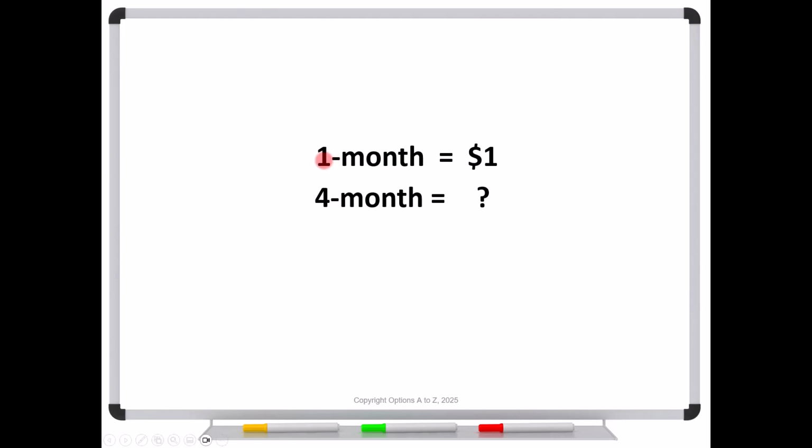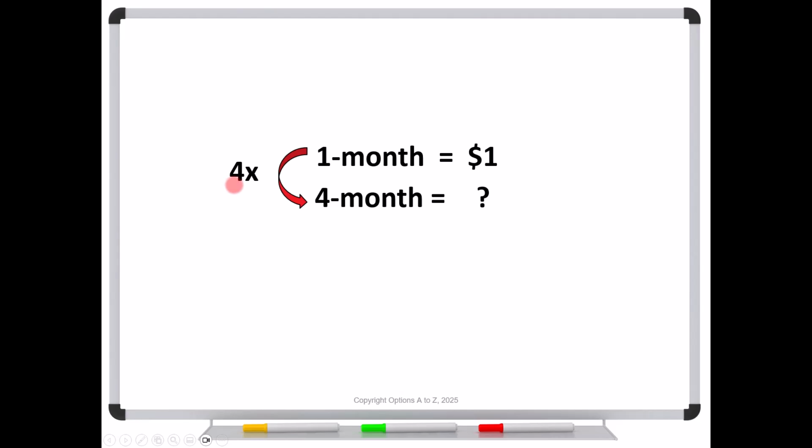So for example, if we have a 1-month option trading for $1, this is what you're seeing in your broker's platform, what would the 4-month option be trading for? Well, an intuitive guess would be, there's 4 times as much time. It should therefore be 4 times as much, or $4. And unfortunately, that's not the way that it works. So we look over here. Yes, it is true that we have 4 times the amount of time, but that doesn't mean we multiply the 1-month option's price by 4.